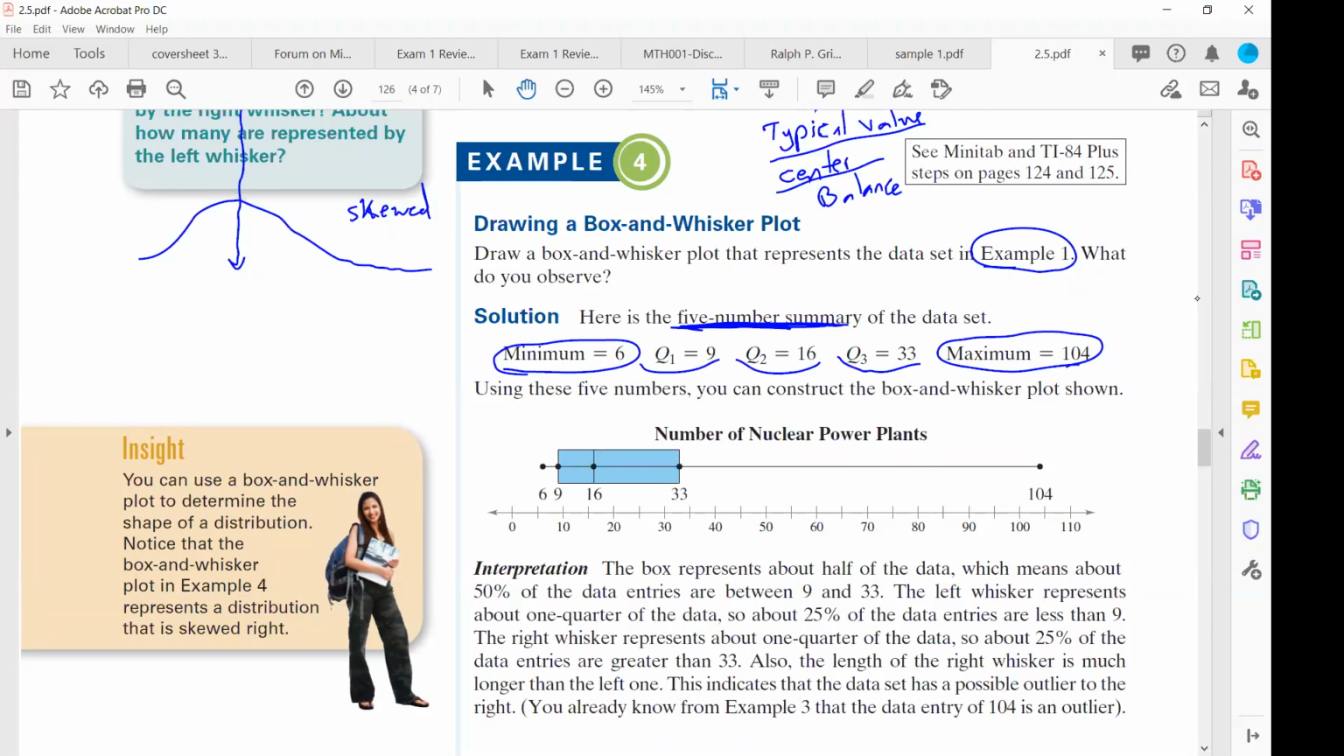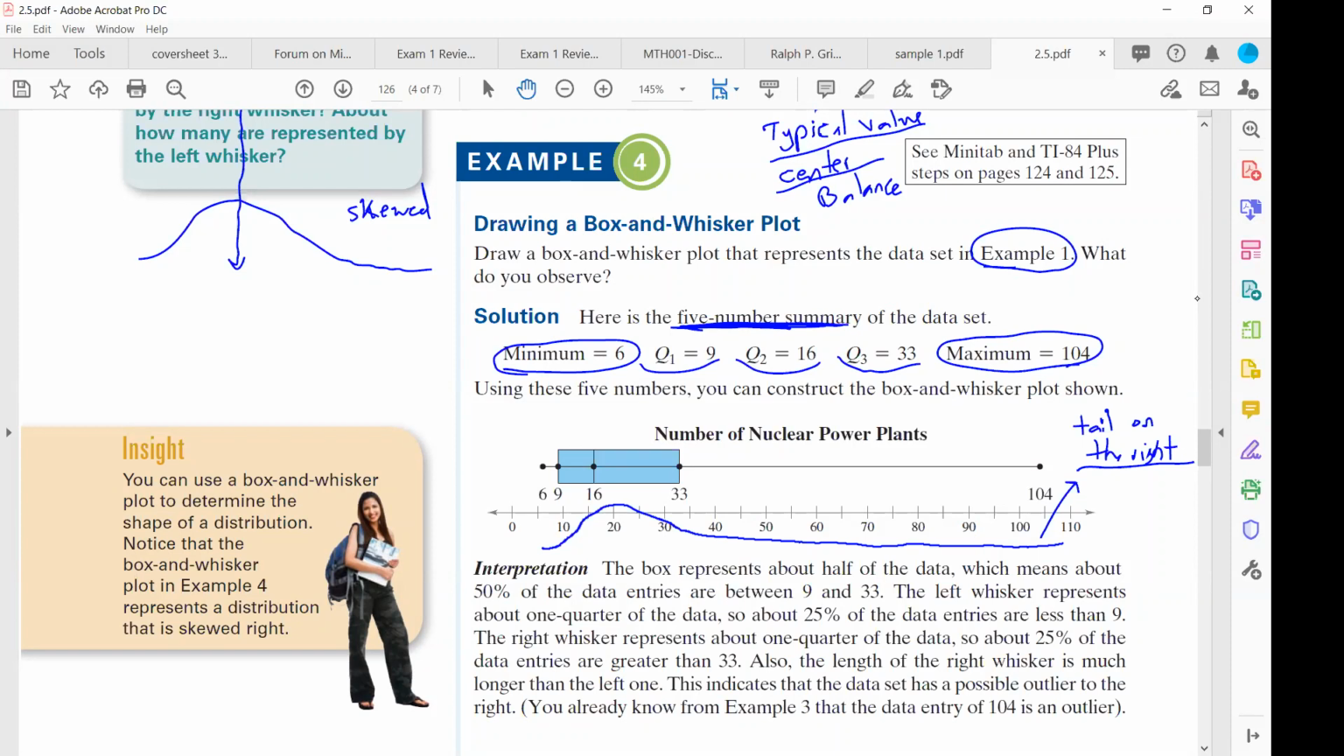Perfect. So as usual, if you want to graph this collection, the graph is going to be like this, highly skewed to the right-hand side. The tail is on the right-hand side, so it is skewed to the right. So let us read the interpretation together.